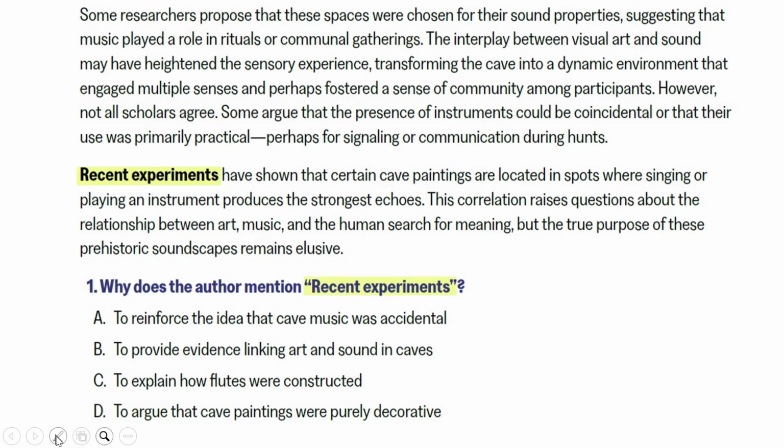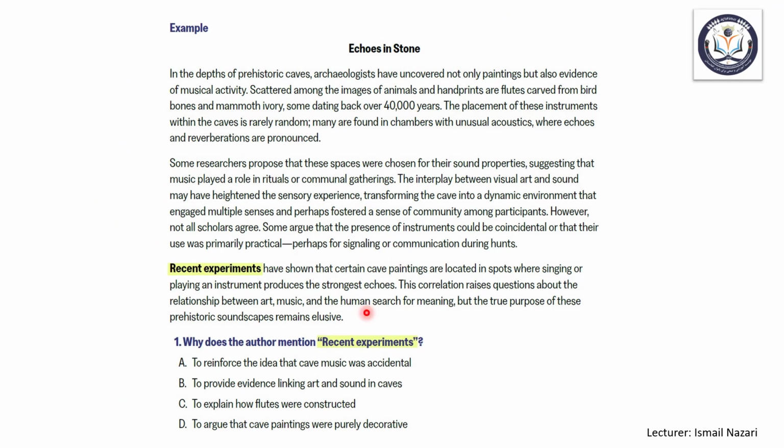So this question, we have already worked on this one, so we'll have just a review of it. If you carefully look at this part, recent experiments have shown that certain cave paintings are located in spots where singing or playing an instrument produces the strongest echoes. This correlation, so it says here, this correlation. Now the question is, why does the author mention recent experiments? And we have proven the other time that B was the correct choice, to provide evidence linking art and sound in caves.